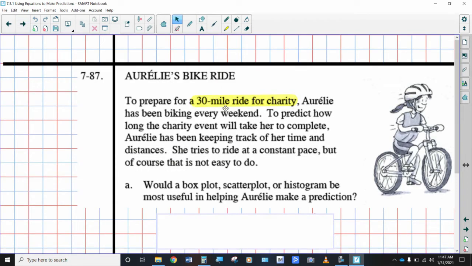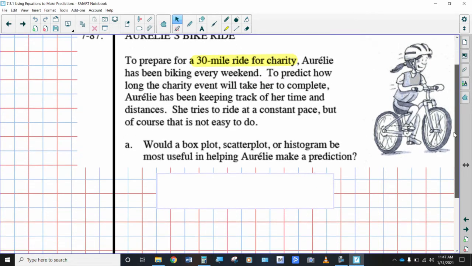To prepare for a 30-mile ride for charity, Arlie has been biking every weekend. To predict how long the charity event will take her to complete, Arlie has been keeping track of her time and distances. She tries to ride at a constant pace, but of course that's not easy to do, right? You have to stop for stop signs, you got to stop for cars. You're going up hills, down hills, around curves. You're going to have to speed up and slow down on a natural bike ride.